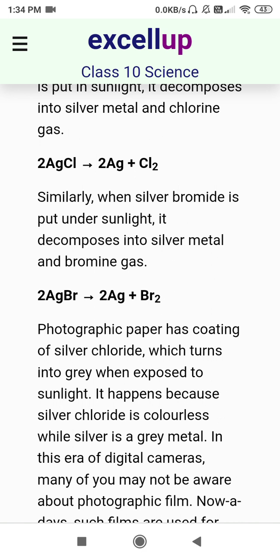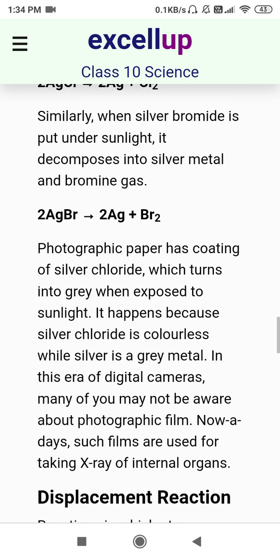This property of silver chloride or silver bromide is utilized to make photographic films. Nowadays photographic films are out of use, but you must have seen the X-ray plates. They are taken on photographic films. Photographic films are coated with silver chloride, which turns into gray when exposed to light. That is how a traditional camera or traditional photo film works, because of photo decomposition of silver halides.